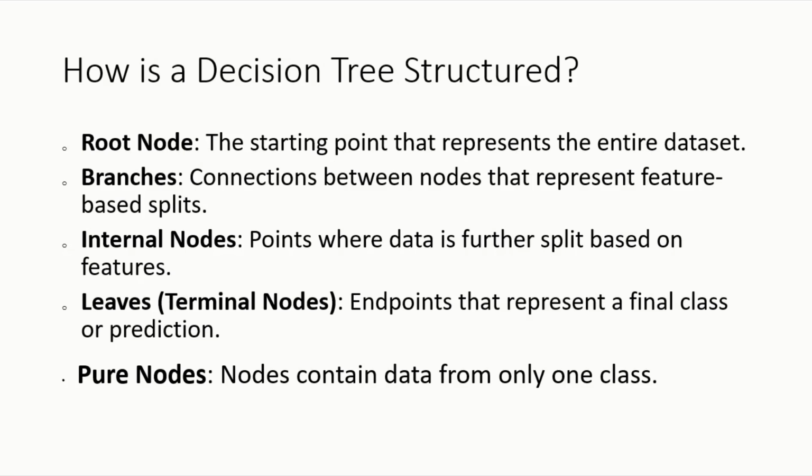The structure of the decision tree begins at the root node, which is our starting point that represents the entire data set. And then it has branches, which are the connections between the nodes that represent feature-based splits. Internal nodes are the points where data is further split based on features. Leaves are our terminal nodes, and these endpoints represent a final class or prediction. Pure nodes are those nodes that contain data from only one class.